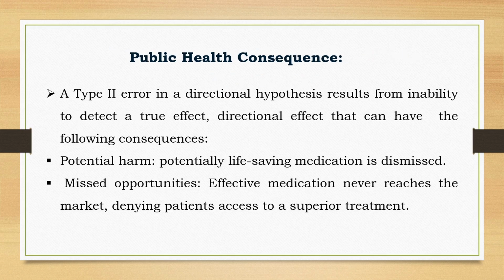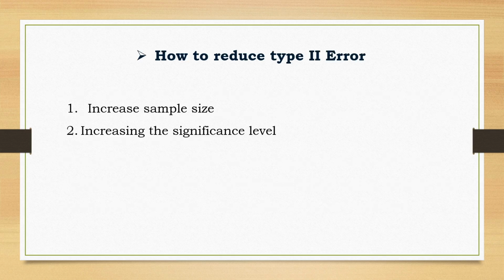Public health concern. A type 2 error in a directional hypothesis results from inability to detect a true directional effect that can have the following consequences. First of all, potential harm. Potentially life-saving medication is dismissed. Missed opportunities. Effective medication never reaches the market, denying patients access to a superior treatment.